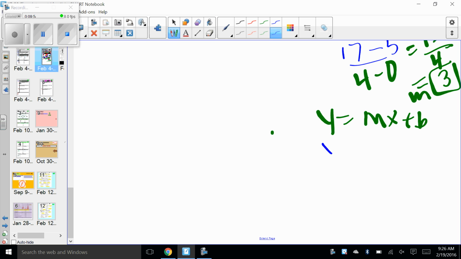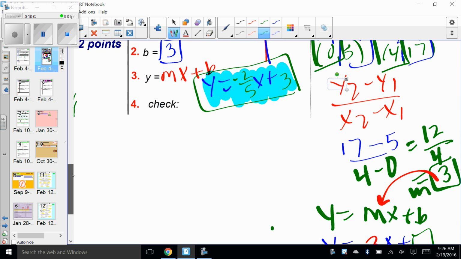So the good part is y is a stop sign. The slope is 3. We just found it right here. X is a stop sign, but I still need this b value. I need to know where the graph crosses the y-axis.